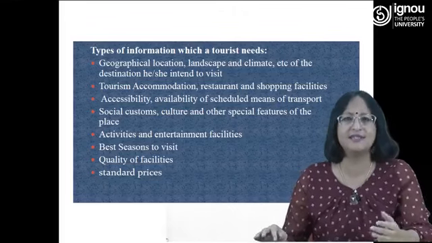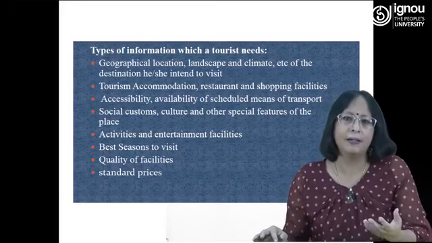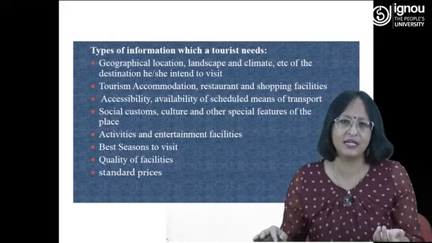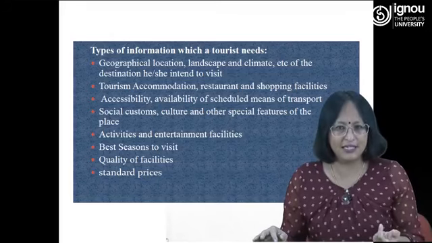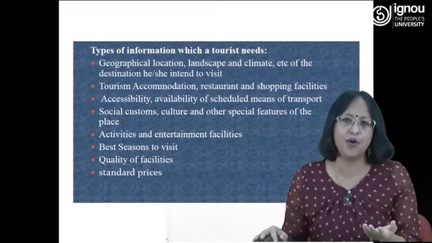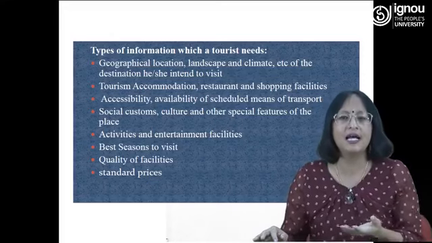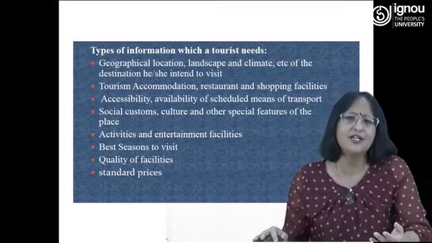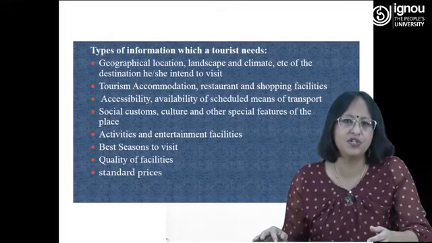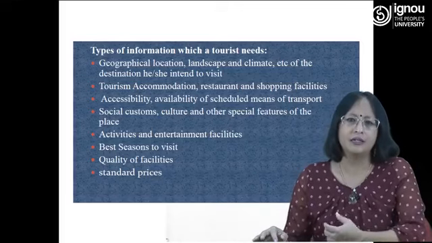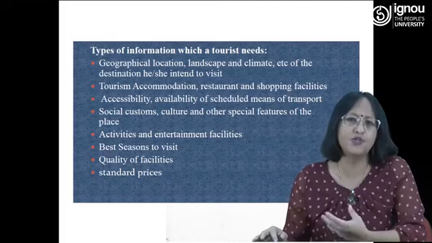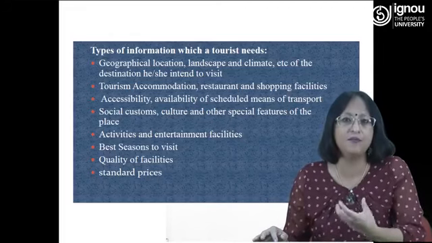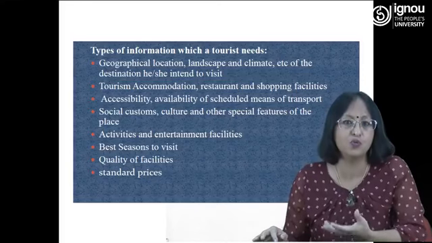The standard prices that each destination has, so that you can do a comparative study. So a tourist who wants to visit a hill station will look into the standard prices of 2 or 3 hill stations and then decide which one is most suitable for the budget that he has. So these are the types of information which a tourist needs. This is not exhaustive. There are so many more. I've just listed a few of them so that you get an idea of the type of information we need as tourists.